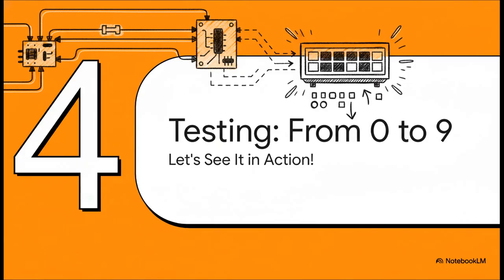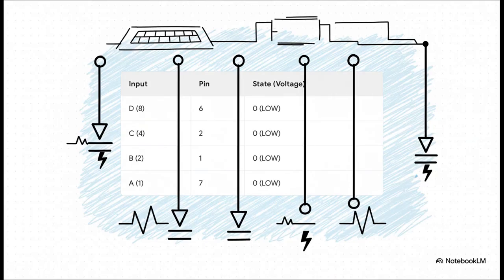All right, this is it, the moment of truth. The circuit is built. It's time to power this thing on and see if our little translator actually works. We're going to feed it some binary codes and see what numbers pop up on the display. Let's have some fun. So let's start with the easiest one out there, the number 0.